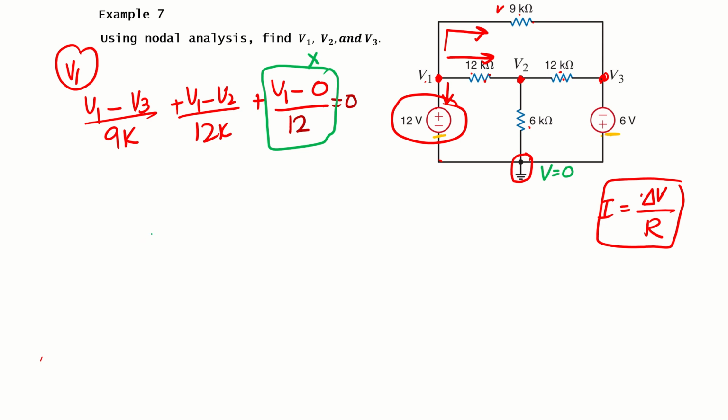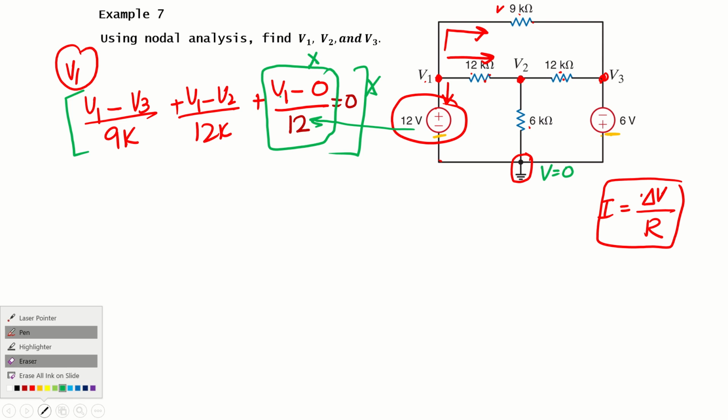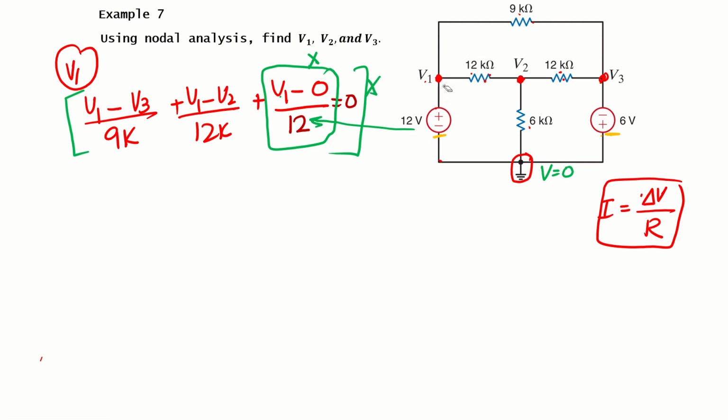We cannot write current as a voltage divided by voltage. This is the voltage value, so this whole equation writing will become wrong. Now what is the issue here? Basically, we don't need this equation. If you look at this circuit carefully, the purpose of nodal analysis is to find the nodal voltages.